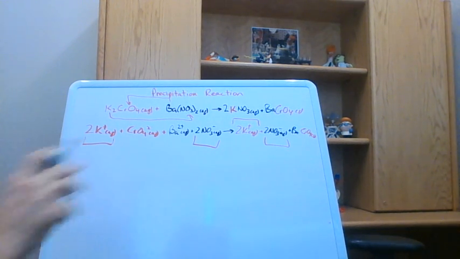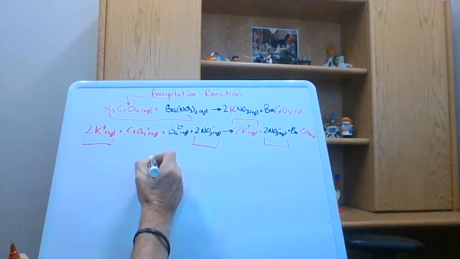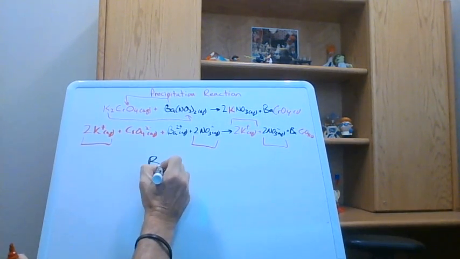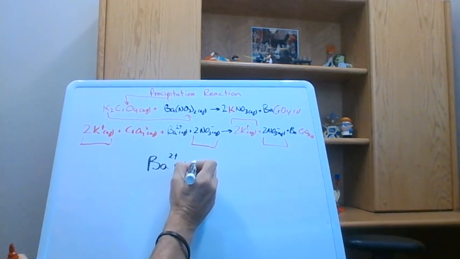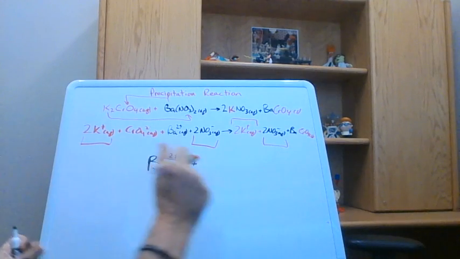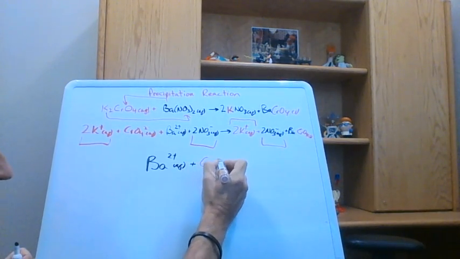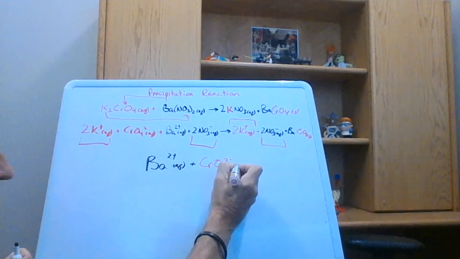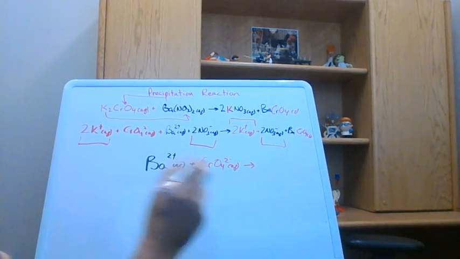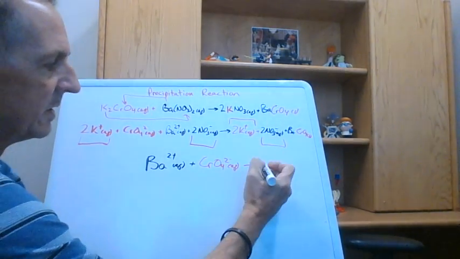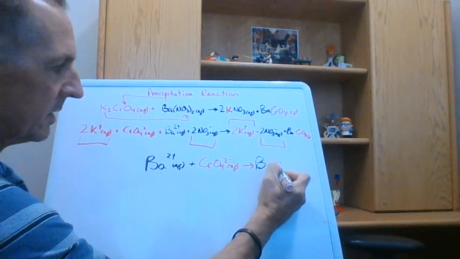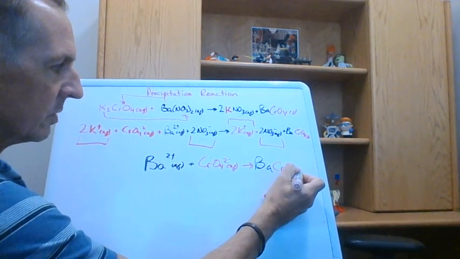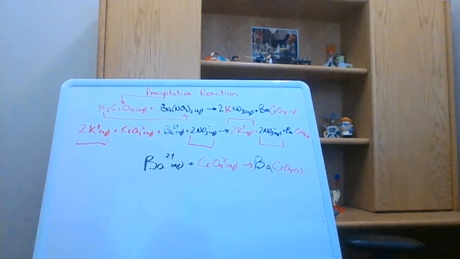So the real thing that's going on here is we have this barium 2 plus aqueous, and we're adding it to CrO4 2 minus aqueous, and what's produced is this barium chromate solid. And so this is your precipitate, is the solid that is coming out of solution.